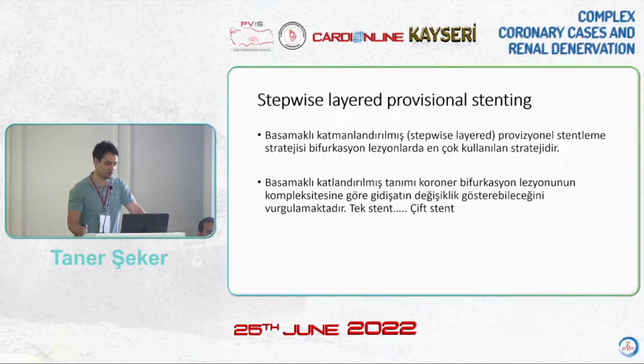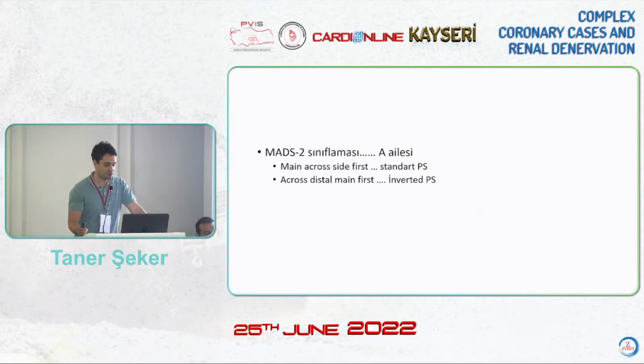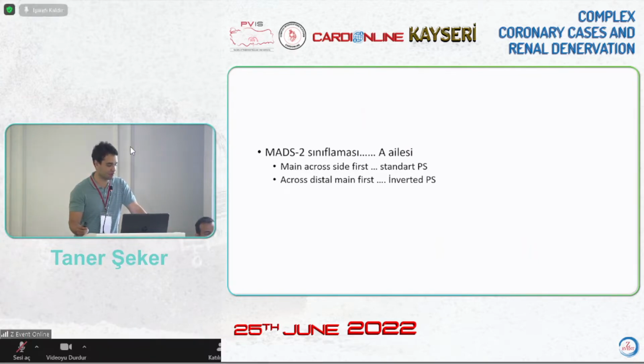Step-by-step provisional stenting is the new terminology. And as you know, in many bifurcation techniques, this is a strategy that we use. Here, the stepwise layered logic is depending on the course of the lesion, the strategy may change. And this terminology was seen to be better. Starting with a single stent and completing with a double stent is a possibility. Therefore, stepwise technique terminology was used.